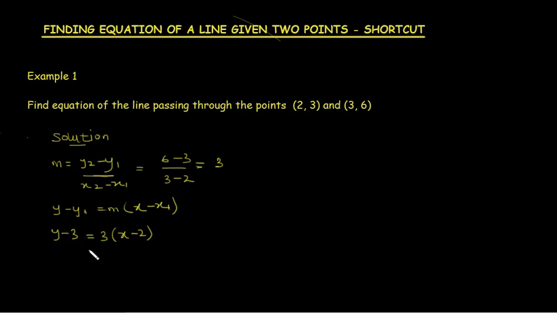So if we expand the bracket and simplify, we have y is equal to 3x. Now we multiply this, we have minus 6. Then we move 3 to the right hand side, we have plus 3. So therefore, our new equation should be y is equal to 3x minus 3. Alright, now let's look at the shortcut of doing this.